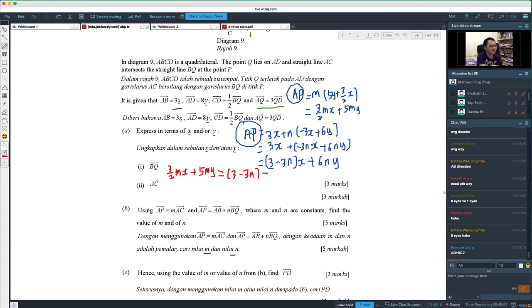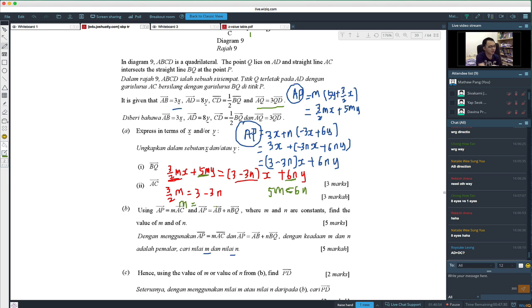So what I will do is compare x with the x. That means 3 over 2 m equals 3 minus 3n. Alright, this is comparing x. Then I will compare y, which is 5m equals 6n. Then I will do simultaneous equations. So here I solve first. I move the 3 over 2 to the other side, becoming multiplied by 2 over 3. So this is 2 minus 2n.